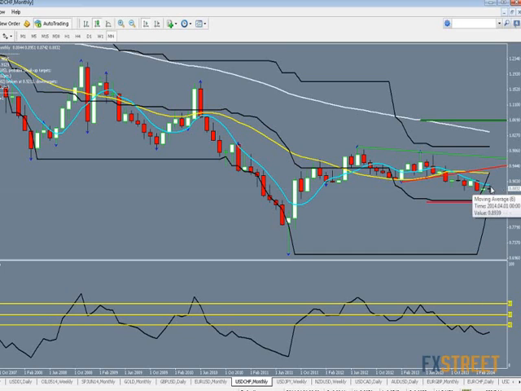On a break of 88.44, when we talk about key breakout points to watch, there's two key points that I want you to watch on US Swiss franc. You buy above 88.44 and you sell below 87.77.